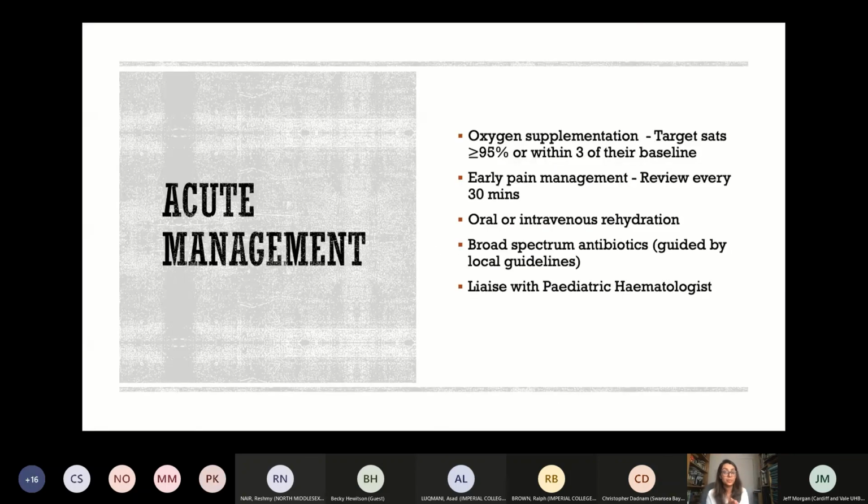And then with their acute management, just the key principles I want to highlight is oxygenation, target the saturations above 95 or within 3 of their baseline. Early pain management, review every 30 minutes to an hour. Make sure you give them oral or IV rehydration, that's really important. And keep a check on their fluid balance as well. Start IV antibiotics, broad spectrum. You can look to your local guidelines for this, and liaise with a paediatric haematologist as early as you possibly can so that they can help guide your management.